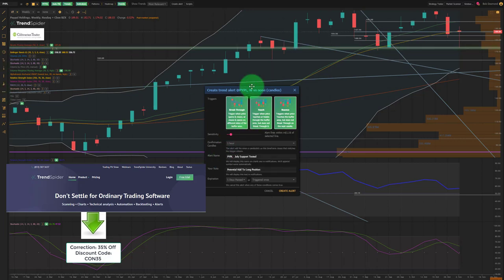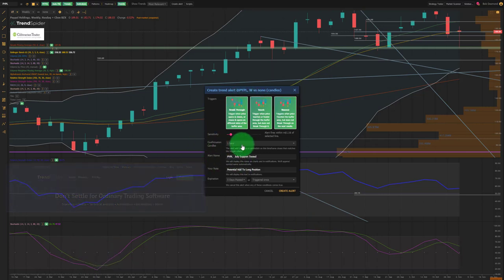Okay, so I have an alert set. I want to know if we break through, touch, or bounce. I'll be alerted on a confirmation 1 hour candlestick. This note notifies me that there was July support, which we saw yet again act as support back in September. And this note here should give you a clue as to my surprise at the end of this video. Potential add to long trade.